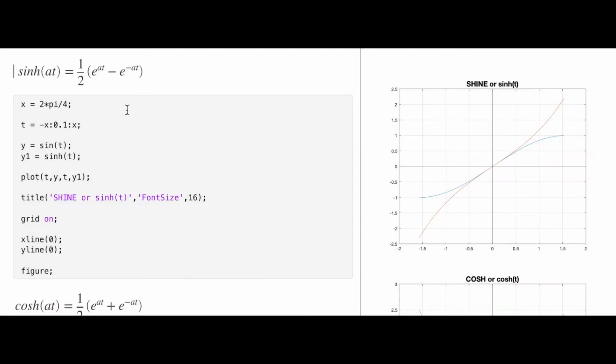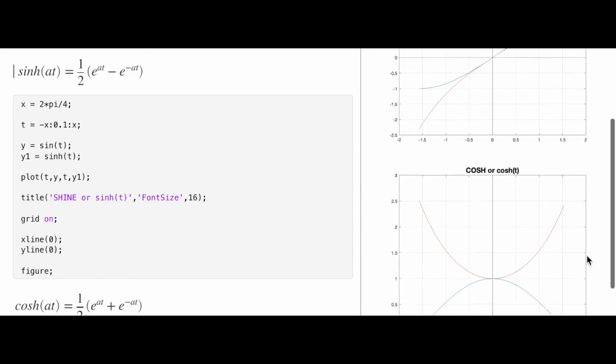I'm just plotting the hyperbolic sine function here, sinh at, half e to the at minus e to the minus at. The blue line here just represents the sine wave, only the first positive quarter cycle and the first negative quarter cycle, so that's pi on 2, and this is going to be negative pi on 2 over here. And the red line is just the hyperbolic function plotted out there.